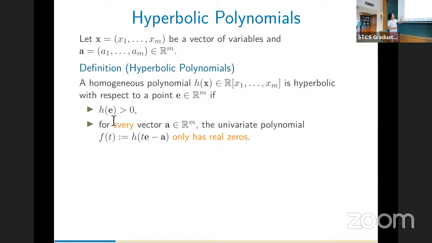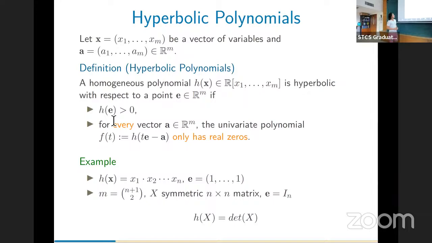And for every vector A that I take in R^n, this univariate polynomial, if I evaluate on the line passing through minus A in the direction E, has real zeros. Does that make sense? So in the direction E, if I take any line and restrict the polynomial to that line, this polynomial has only real zeros. All its roots are real. Does that make sense? So far so good. So this is what is called a hyperbolic polynomial.